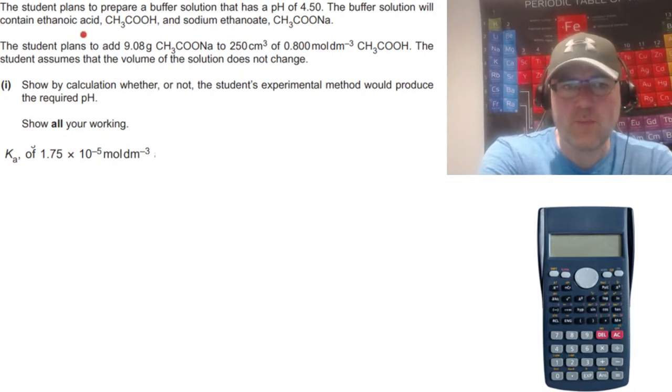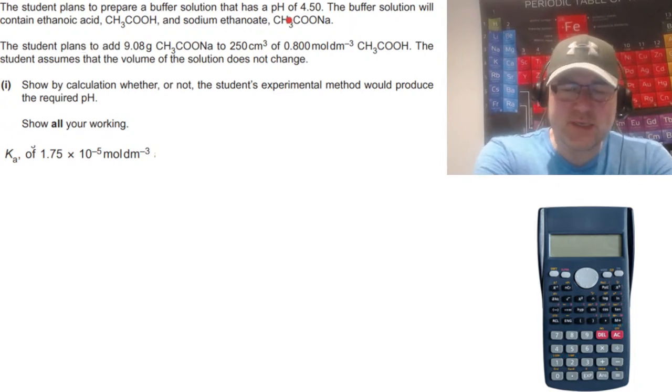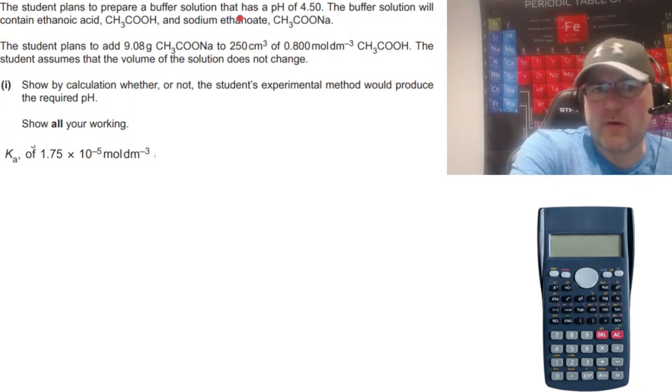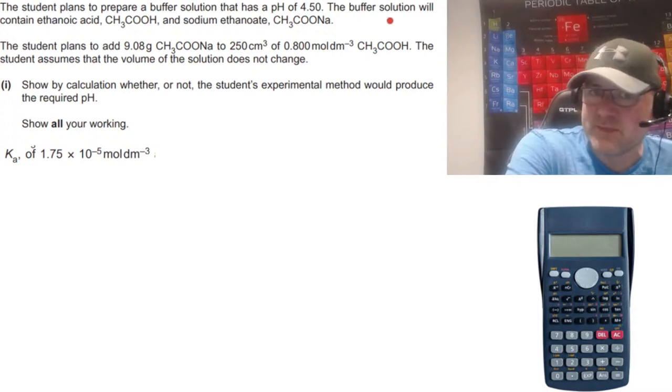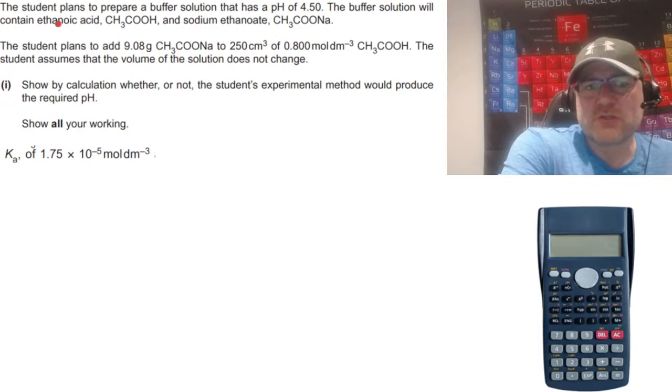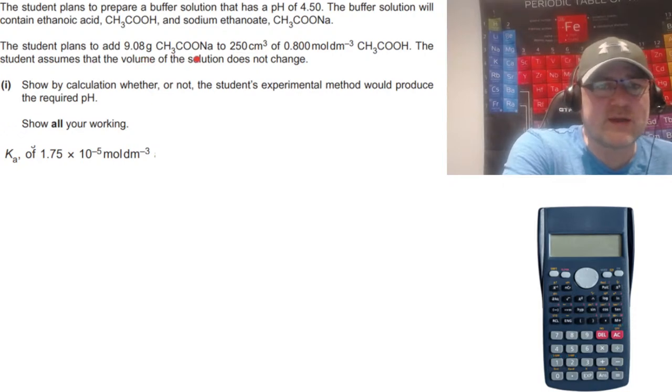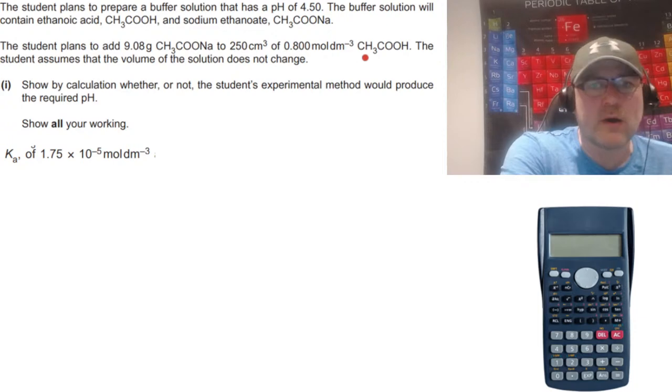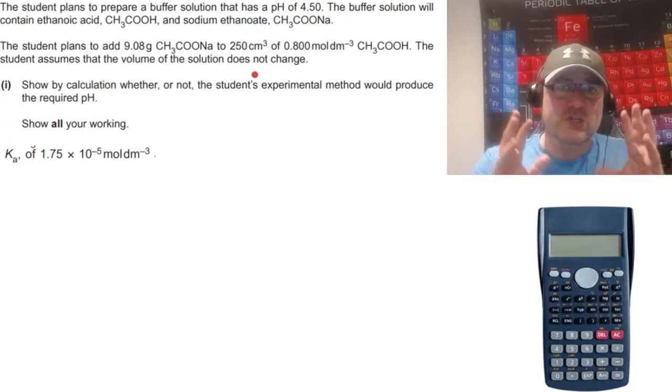And then I've got one more dirty buffer calculation to go through. You're all probably in bed by now, but I'm going to zip through this last one here. The student plans to prepare a buffer solution that has a pH of 4.5. So again, they've given us the pH. The buffer solution will contain ethanoic acid and sodium ethanoate. Surprise, surprise. The student plans to add 9.08 grams of sodium ethanoate to 250 centimeters cubed of 0.8 molar ethanoic acid. The student assumes the volume of the solution does not change.